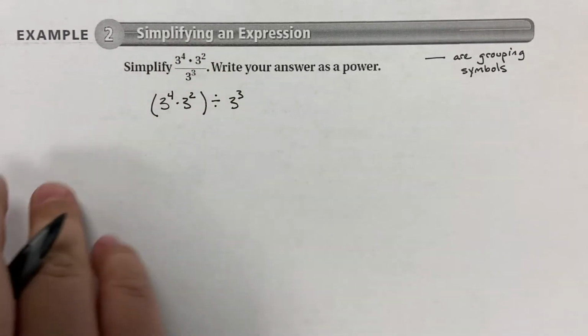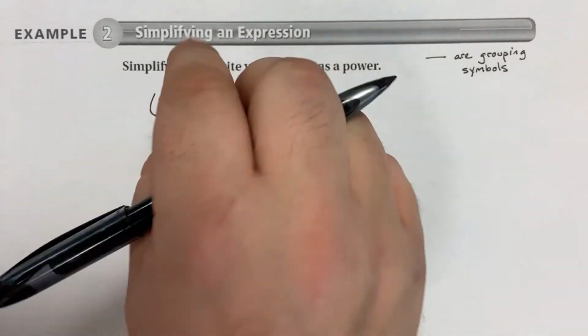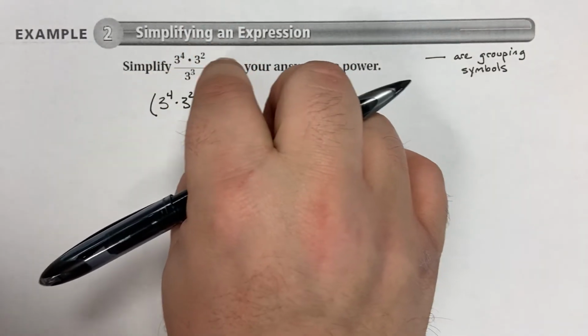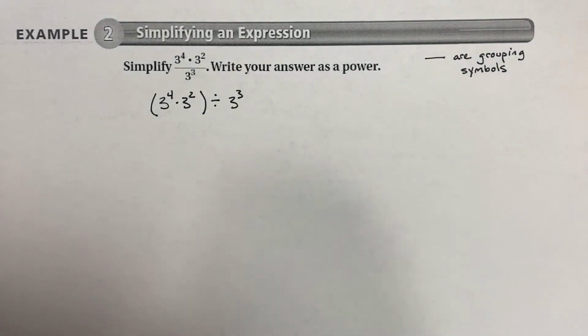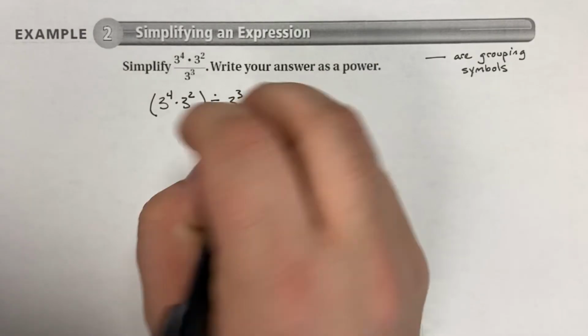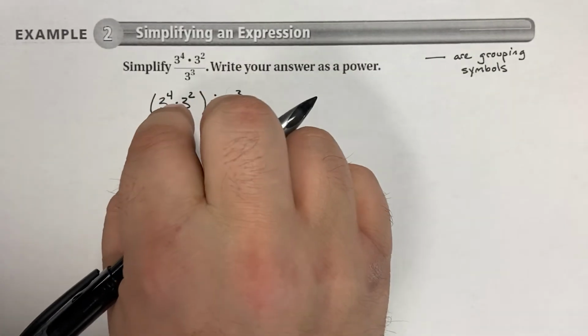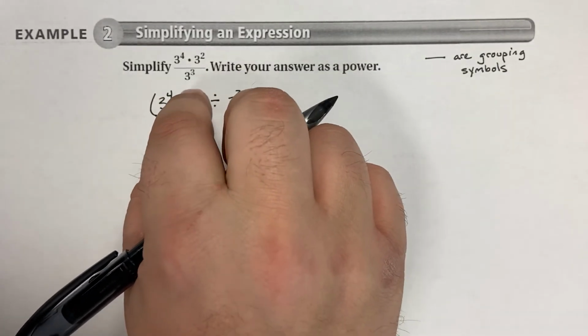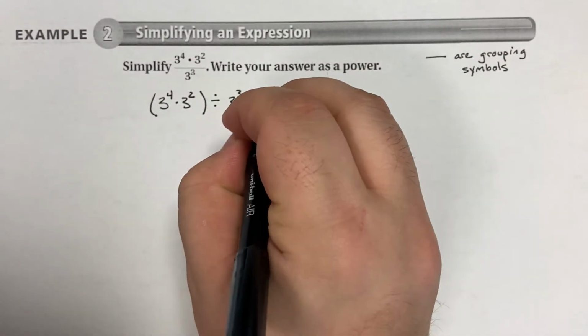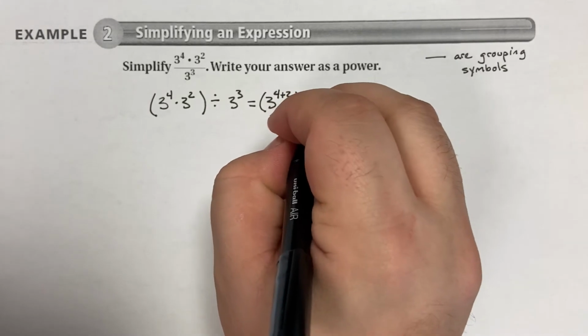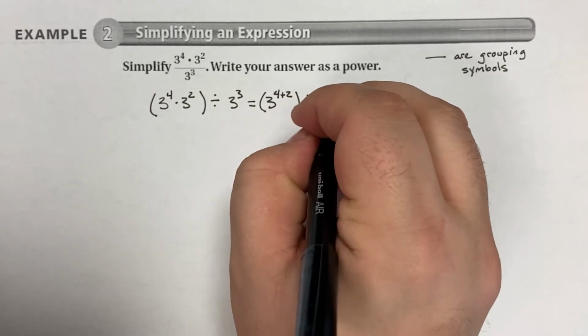It doesn't matter how many operations there are. It doesn't matter what is there. If it is above a single fraction bar, it is grouped together. If it is below the fraction bar, that is a second group altogether. So that means we're going to be taking 3 to the 4th times 3 squared first, which is just going to be 3 to the 4 plus 2 first, and then dividing by 3 cubed.